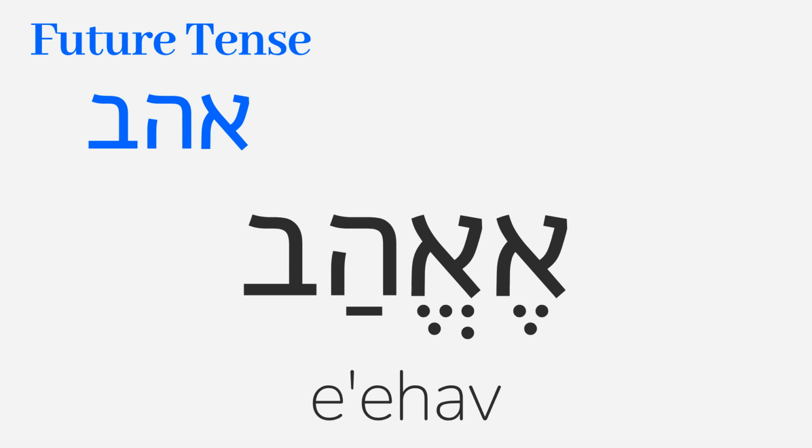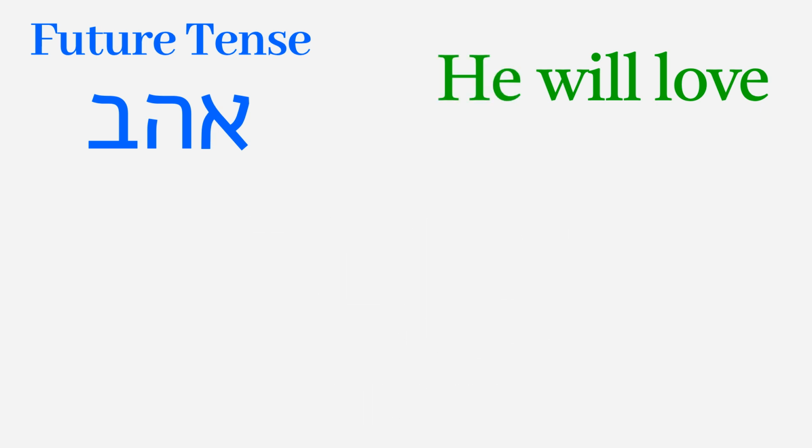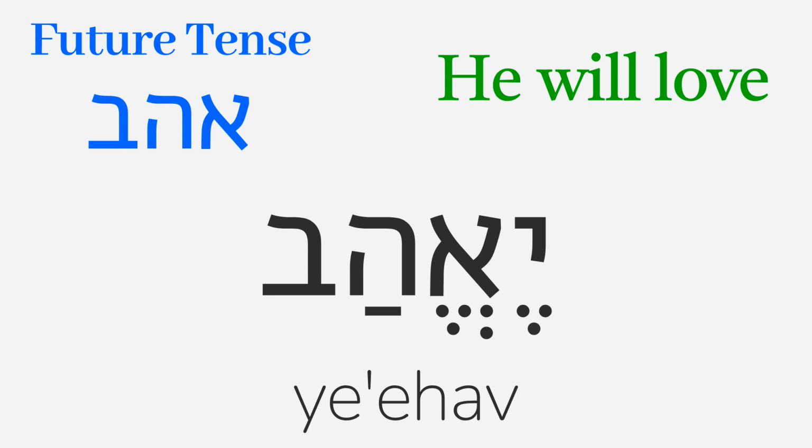Let's see a couple forms from the root aleph hey beit, which has a meaning of loving or liking. I will love is e'ehav, with the aleph prefix showing that the verb subject is ani, and the first two vowels as a segol and segol shva. He will love is ye'ehav.